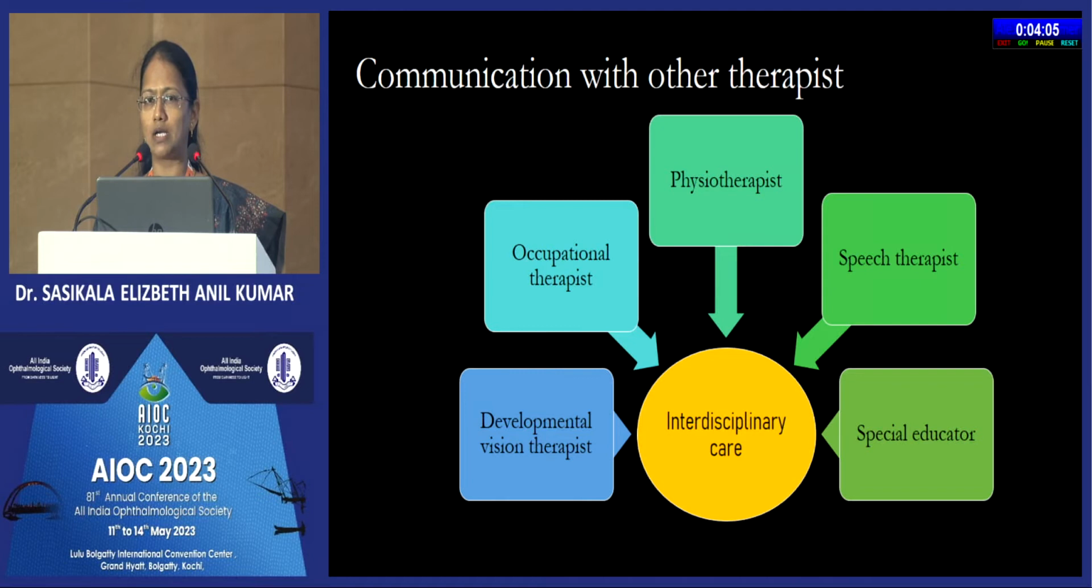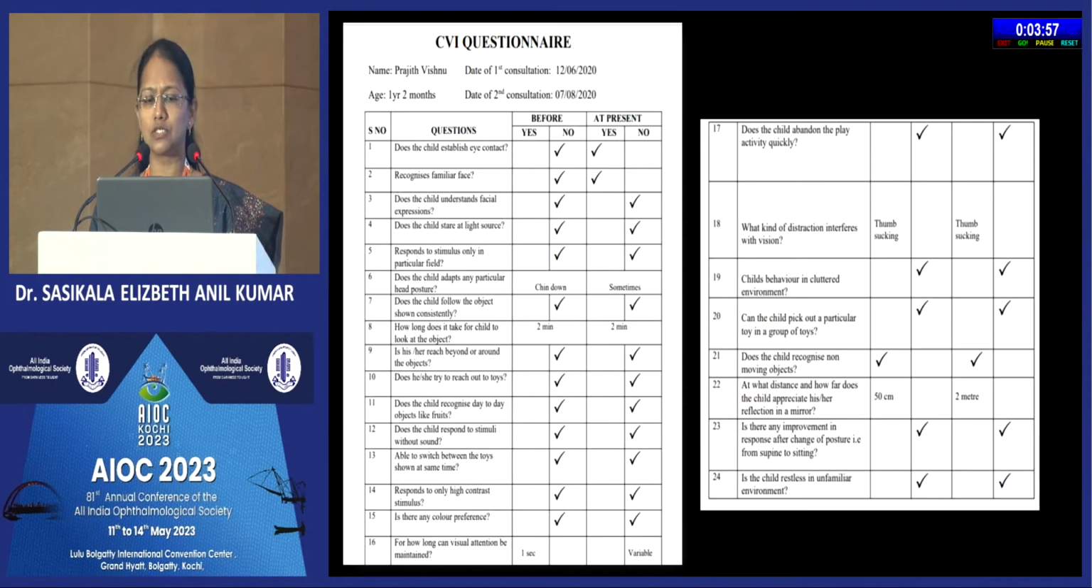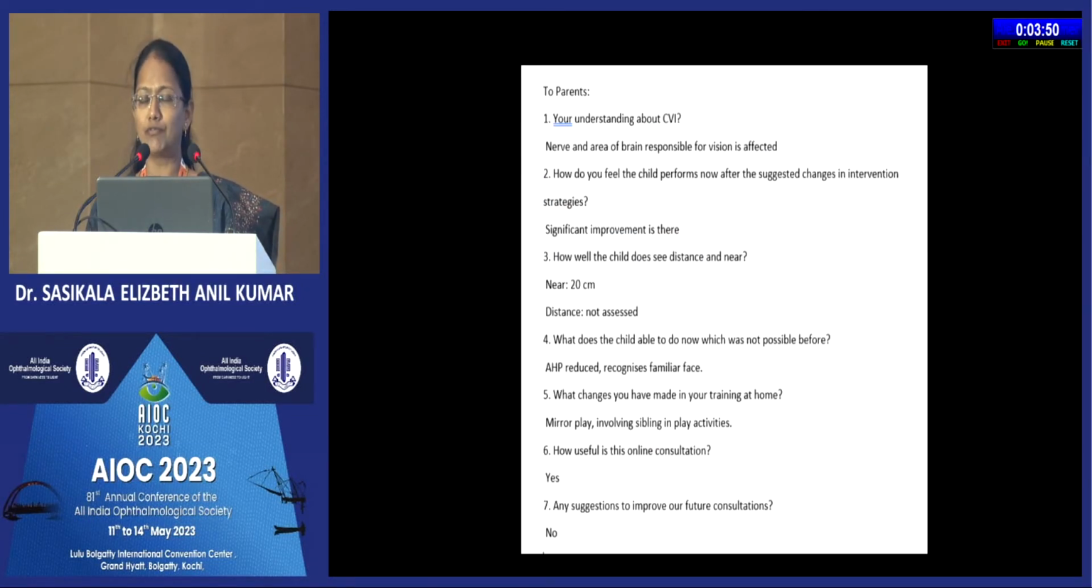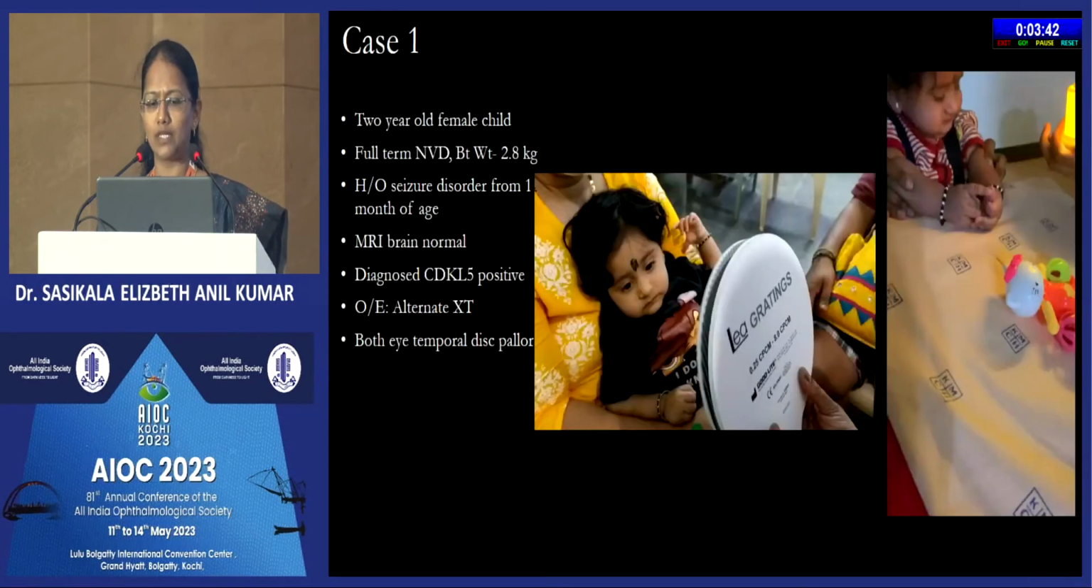They should all be in one line so that the therapy goes on for a long time and is successful for the child. So our role as the clinician should be to empower the parents with strategies of their own. You can administer the CVI questionnaire to know which track the child is on. Questioning the parents and getting feedback will tell us where the parents are interested and where they are lacking.